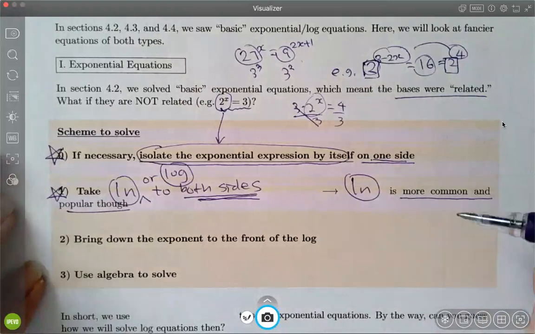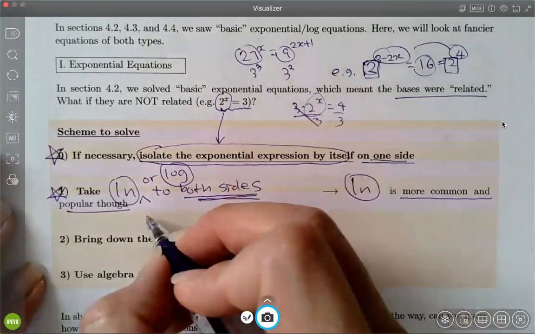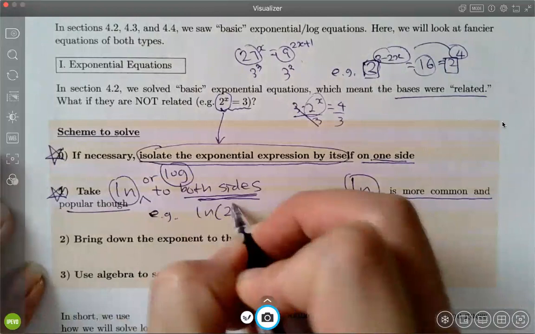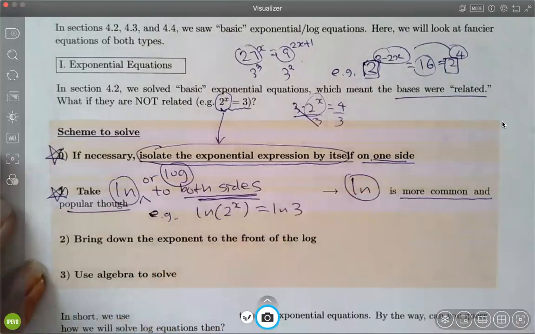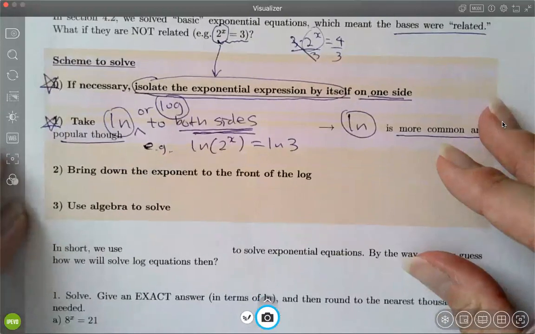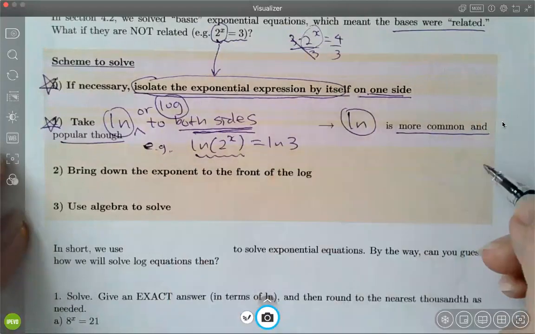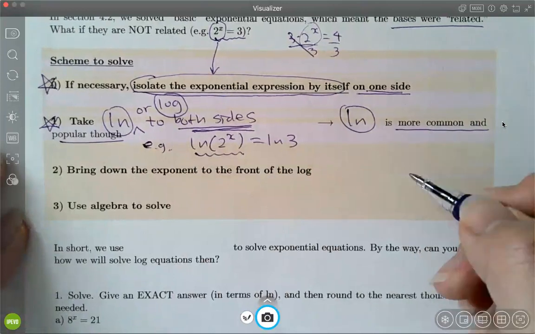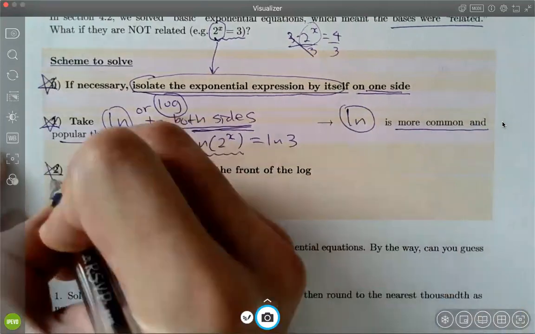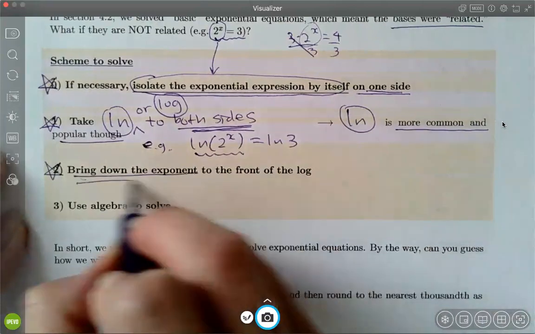So what does that mean? Let's take this simple problem, 2 to the x is equal to 3. For example, we take ln of 2 to the x is equal to ln 3. Now, what is the convenient thing about taking the ln, especially on this left-hand side? Oh, we see an exponent here. Does it remind you of any rule? Rule number 3. Bring down the exponent and place it in front of the log.